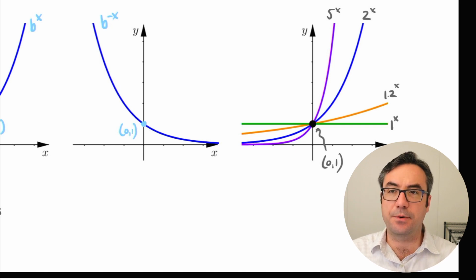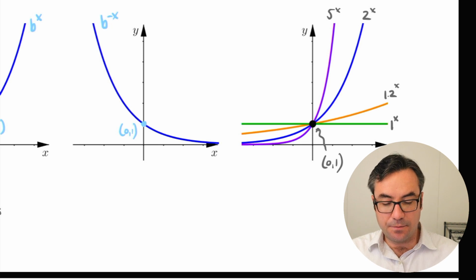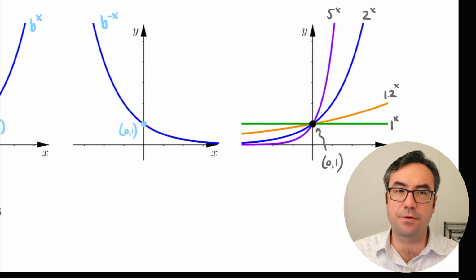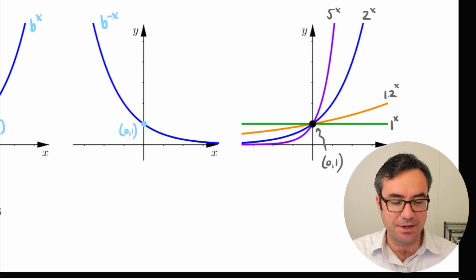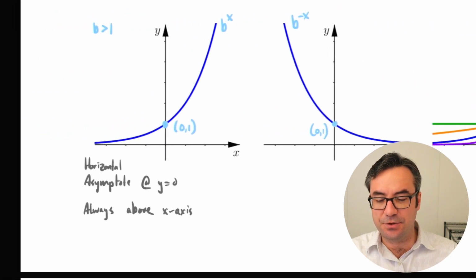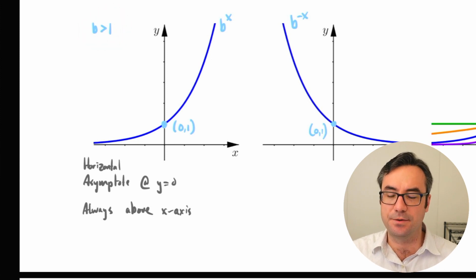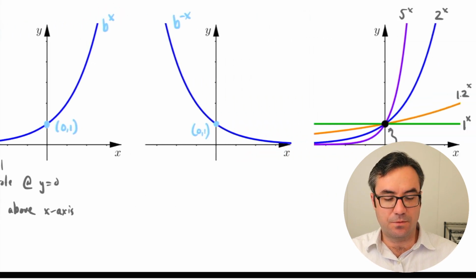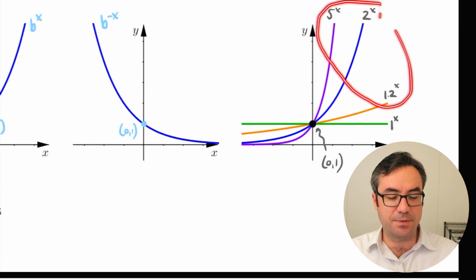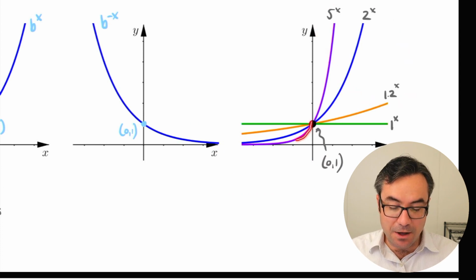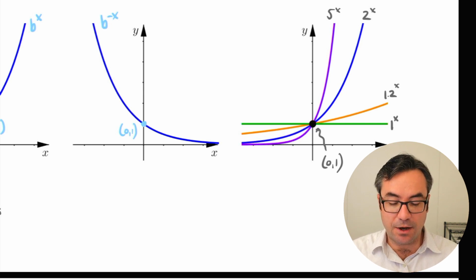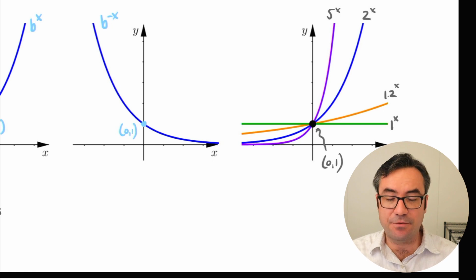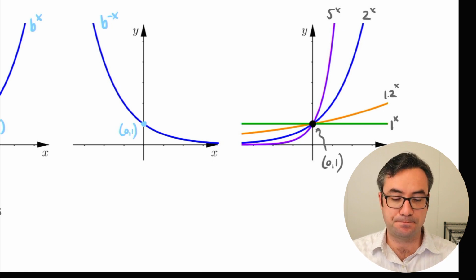What are a few other properties? Well, they all, except the one with 1 raised to the power x, which is just a horizontal line, so we don't really consider it an exponential function. Normally, when we think of exponential functions, we're thinking of bases bigger than 1. What we notice for all these exponential functions with bases bigger than 1 is that they all have horizontal asymptotes at y equals 0. They all get closer to the x-axis, and they never actually touch or cross the x-axis.